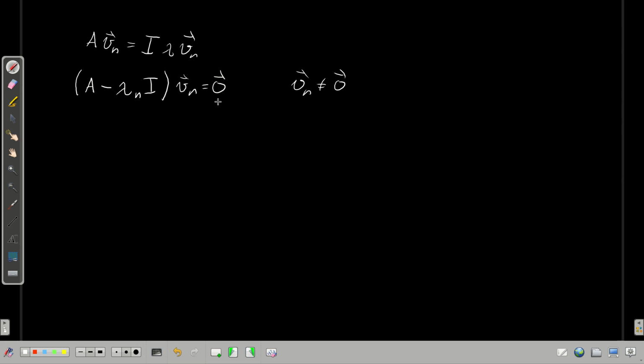We are interested in finding actually vectors for Vn that are non-zero and corresponding values for lambda, which are the eigenvalues, and these are the eigenvectors. And one condition that has to be fulfilled such that this expression here becomes 0 and Vn is not a 0 vector is that the determinant of A minus lambda n times I equals 0.